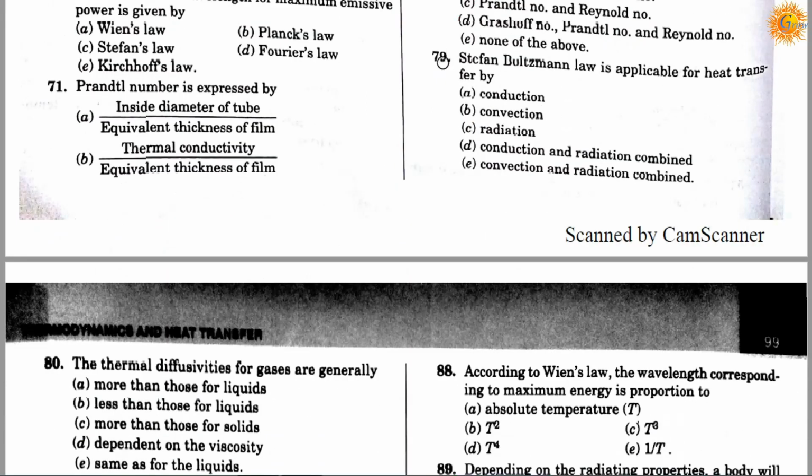Question number 79. Stefan Boltzmann law is applicable for heat transfer by: option A, conduction; option B, convection; option C, radiation; option D, conduction and radiation combined; and option E, convection and radiation combined. So the correct answer is C, it's radiation.